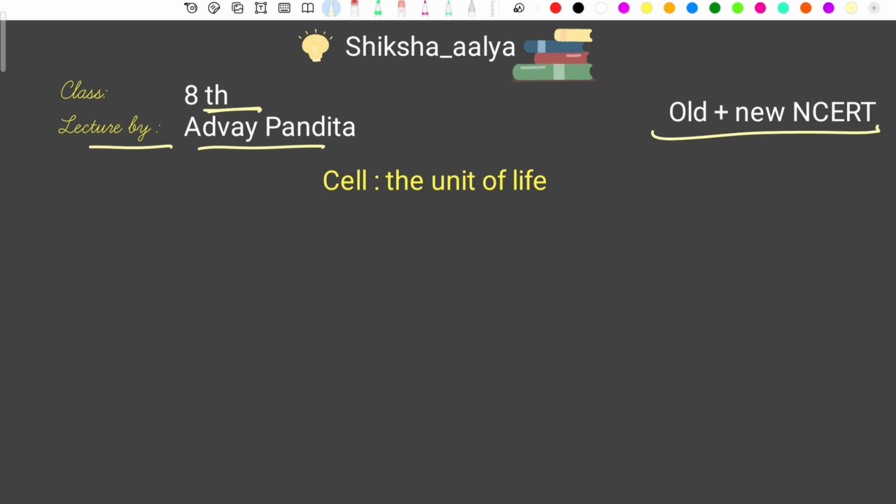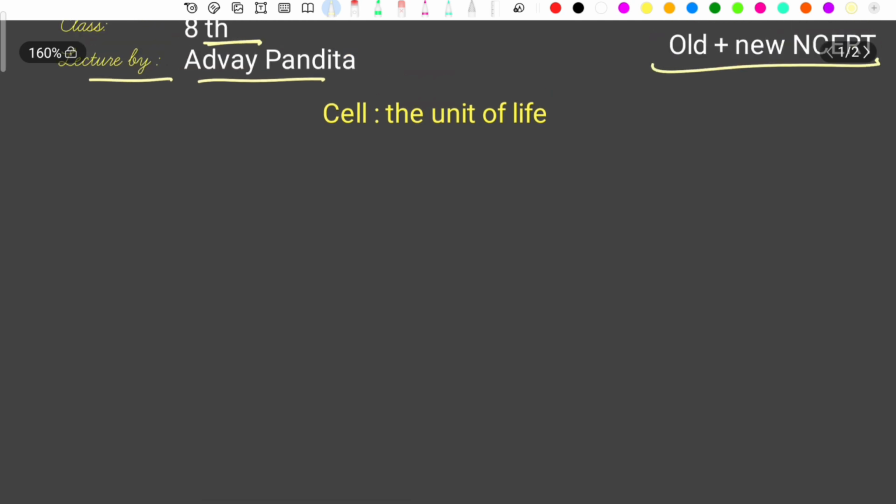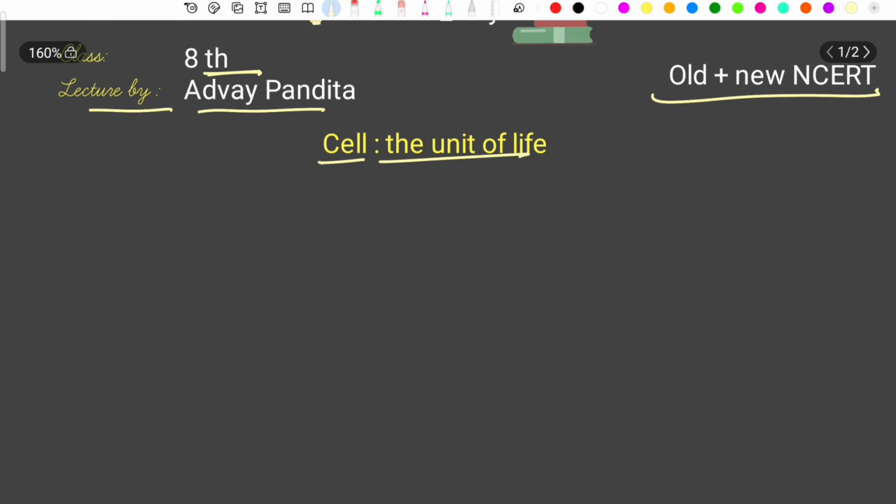It is based on both the old and new NCERT, and the chapter itself is too based on the old and new NCERT. The chapter which we are going to talk about in this whole video is Cell, the Unit of Life. So what is a cell? We are going to have a discussion on what a cell is.